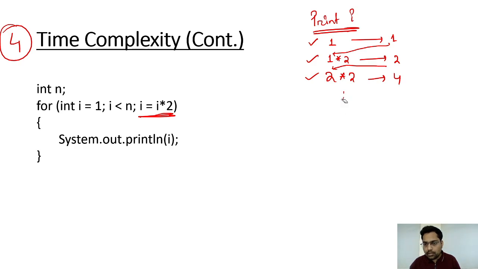Also I'm going for another one here. 4 will be multiplied with 2, which is 8, like this.